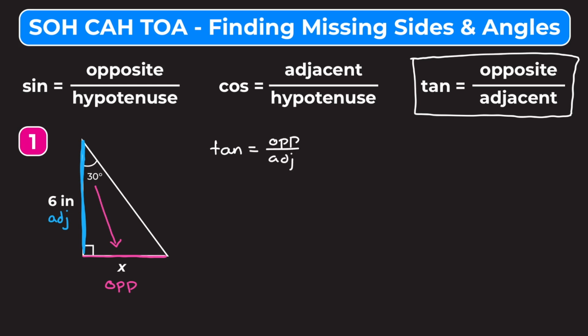Now I'm going to plug in what we know. So we're going to find the tangent of 30 degrees, and we're going to say that's equal to our opposite side, which is x, over our adjacent side, which is 6. And now we need to solve this for x.